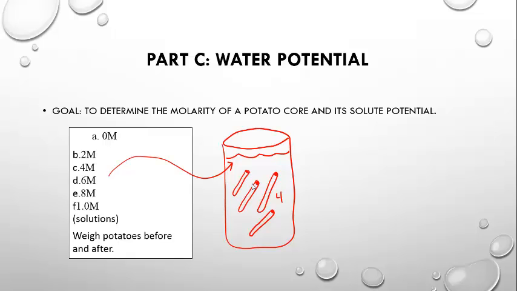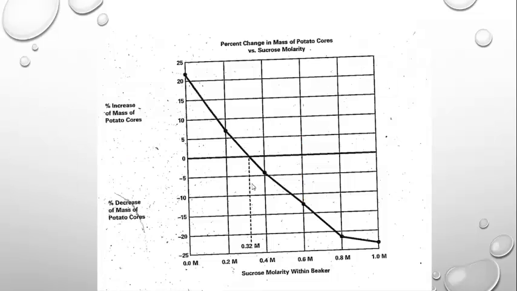In Part 2, you put the different molarity solutions inside of the dialysis tubing. In Part C, you're going to be putting the different solutions into the beaker itself. Again, you're going to weigh the potatoes before and you're going to weigh the potatoes after, and you're going to determine a percent change in mass. You're going to plot the percent change in mass in a graph, just like you see on the slide right here. On the bottom, on the x-axis, you see the different molarity solutions, and on the y-axis, you see the percent change in mass.